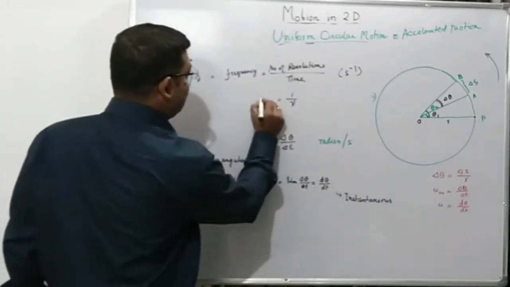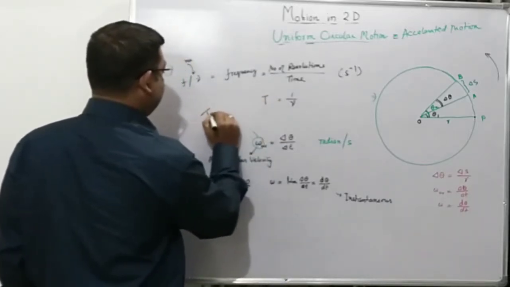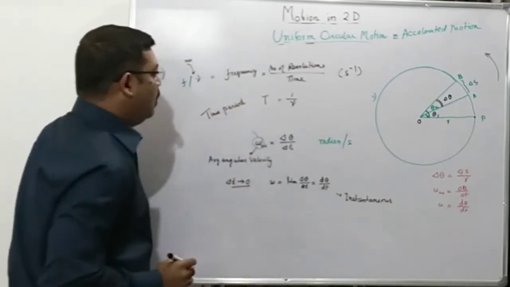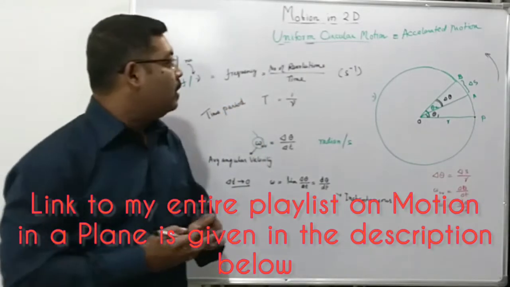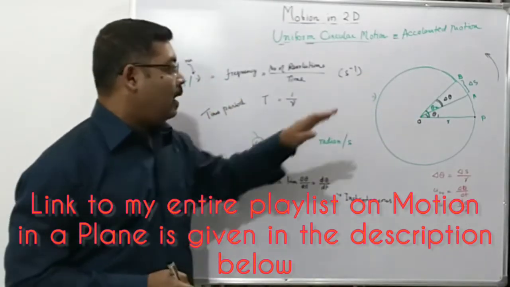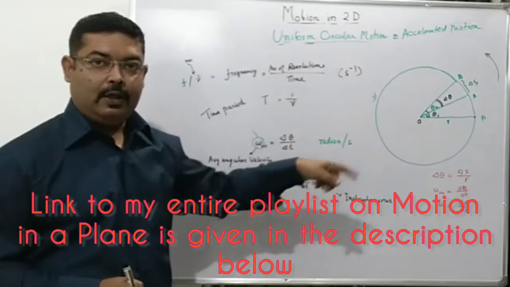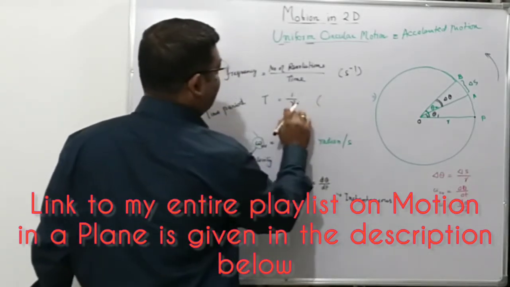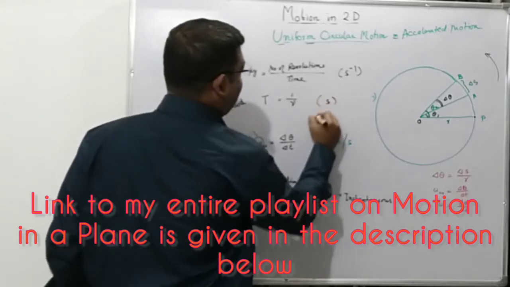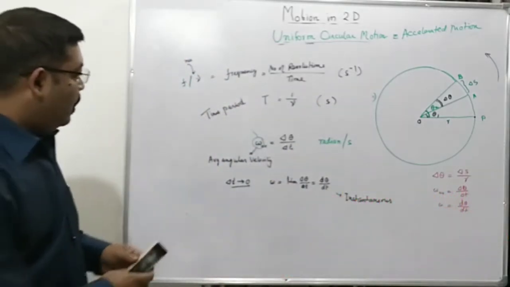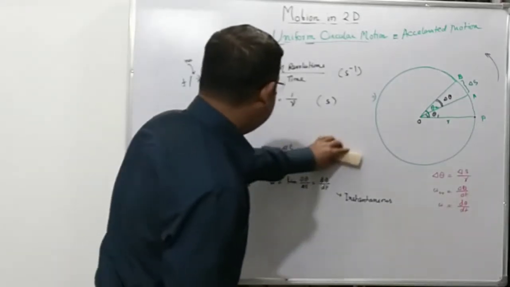This is known as time period. So time period of an object in circular motion simply means how much time it takes to complete one revolution. And since it's time and it's also 1 by nu, its unit will be second.